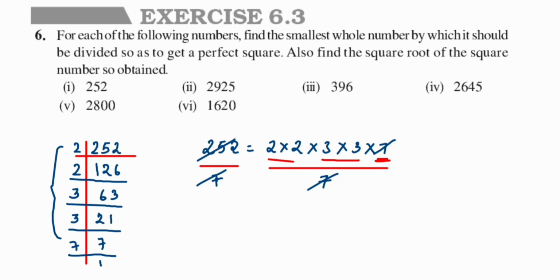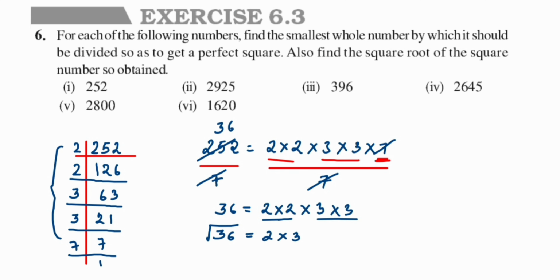We can cancel 7 on the right-hand side and just divide 252 by 7. We'll get 36. So 36 is equal to, just write down whatever is left, 2 into 2 into 3 into 3. And we know that 36 is a perfect square. You can find the square root of it. The square root of 36 will be nothing but 6. Or you can just take one factor from each pair. From the 2s I'll take 2 and from the 3s I'll take one single 3. 2 threes are 6. So this is the first question.